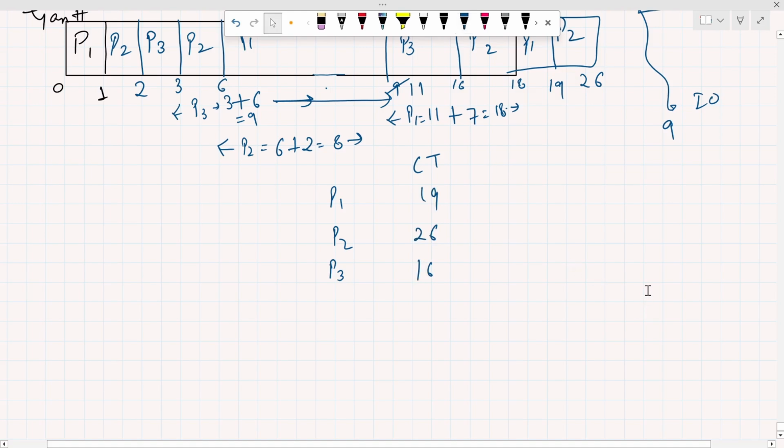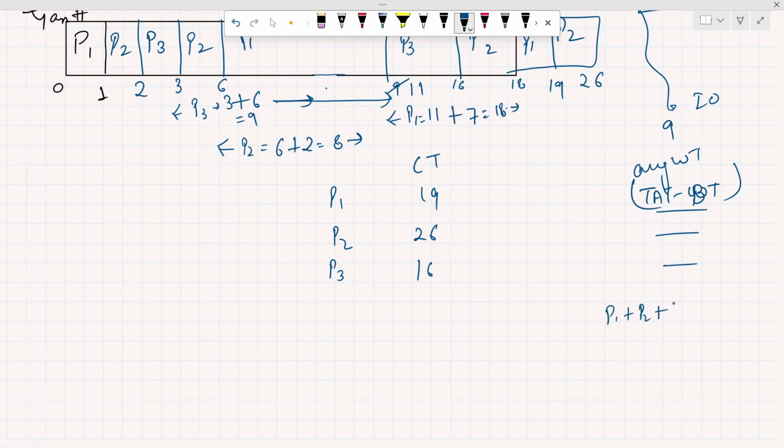For this case, you find the average waiting time of the execution of the processes. You can find it as turnaround time minus burst time. Whatever values you get, sum up all three values, P1 plus P2 plus P3, divided by the number of processes. We have 3 processes. Whatever the answer is, that is the average waiting time. So you can solve it like that.